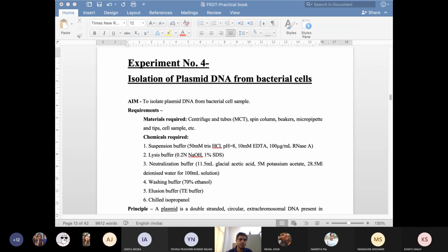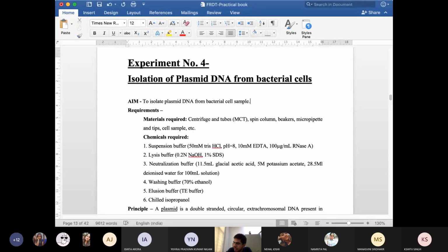Now we are moving to today's topic, our fourth experiment, which I think is visible on all of your screens. This experiment is about isolation of plasmid DNA from bacterial cells. In our previous class we were talking about vectors, and we mentioned that a plasmid is a vector and we can use it as a vector. Now the question is, we want this vector alone.